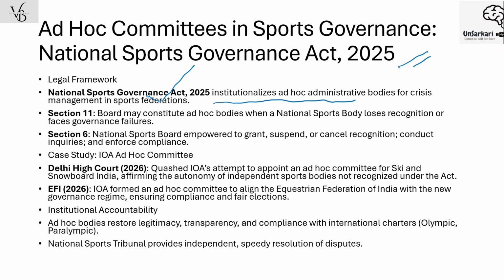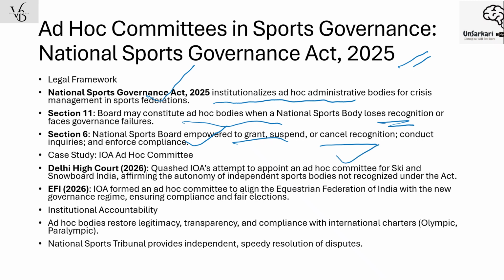A National Sports Governance Act says there must be a board which may constitute ad hoc bodies when a national sports body loses recognition or faces governance failure, which often happens if you read the newspaper. The National Sports Board is empowered to grant, suspend, cancel recognition, conduct inquiries and enforce compliance because the International Olympic Association demands such streamlining.